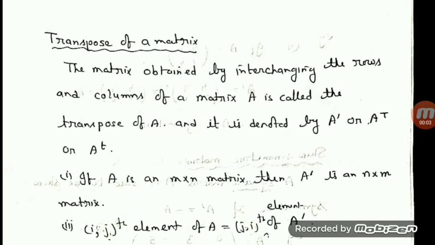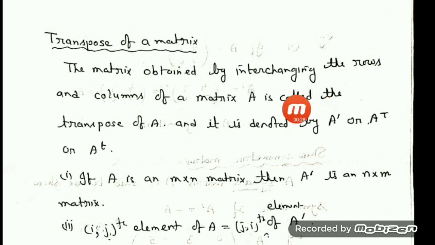Hello student, today we will start transpose of a matrix. So what is a transpose of a matrix? It's a very simple concept. Transpose means if you consider any matrix that is given, you just interchange the rows and columns. Then you will get a new matrix and that matrix is called the transpose of the given matrix.